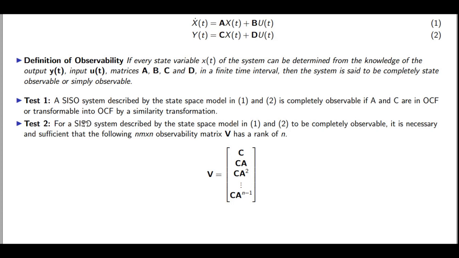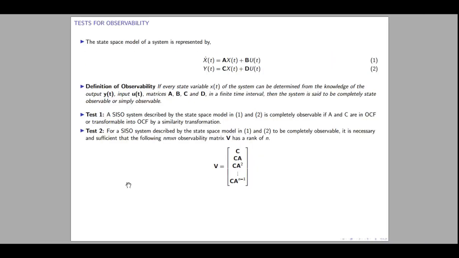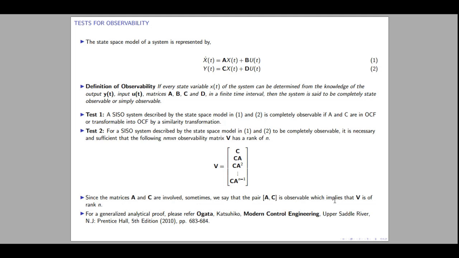Please note that there is a small mistake: this is not an SISO system. This definition is valid for any system, even a MIMO system. Here we use only the matrices A and C, so we say the pair A comma C is observable, which implies that V is of rank n. If you are interested in the proof, you can refer to this book, pages 683 and 684.